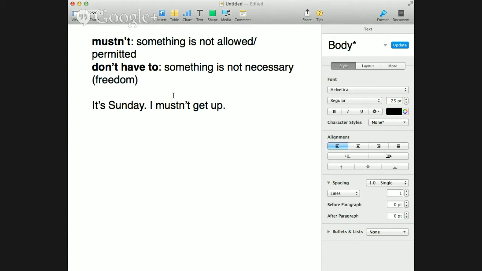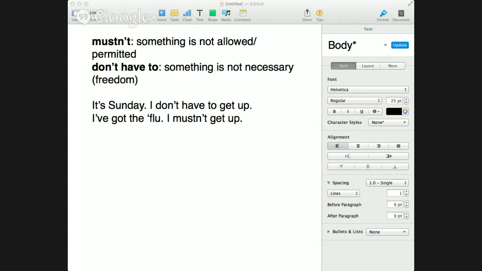Good, very good. Because it's not that you're not allowed to get up on Sunday, it's that you don't have to get up because you can stay in bed because you've got no work, right? If you wanted to say I mustn't get up, it would probably be in some kind of situation like I've got the flu. And therefore you're sick, so if you got up, it would be a bad idea, right? Therefore you'd say I mustn't get up, or I must stay in bed.